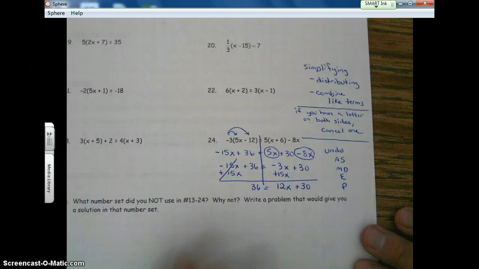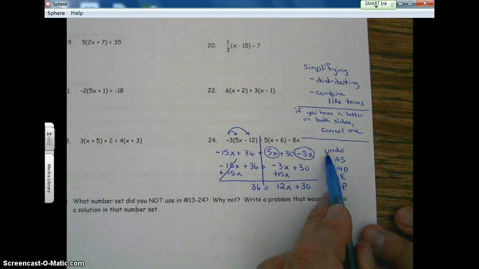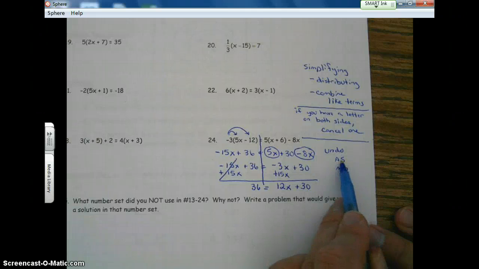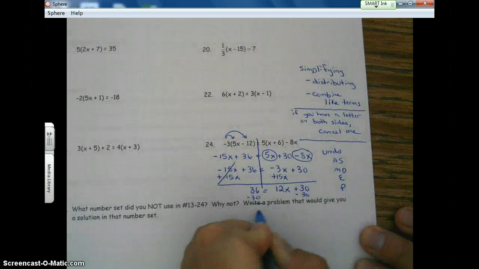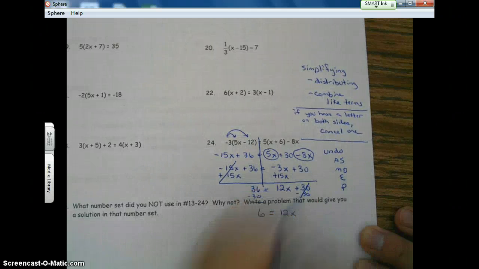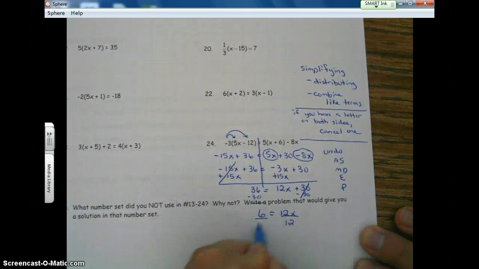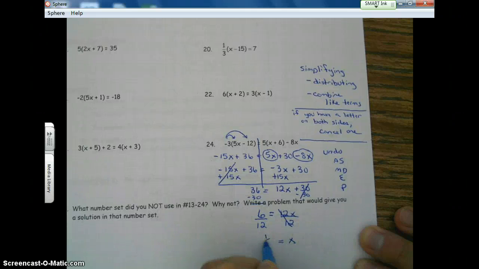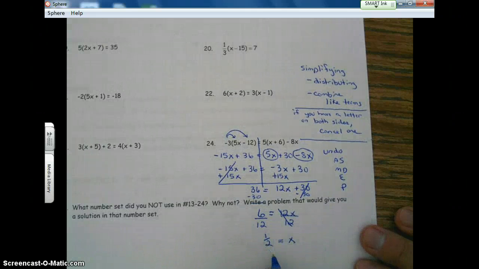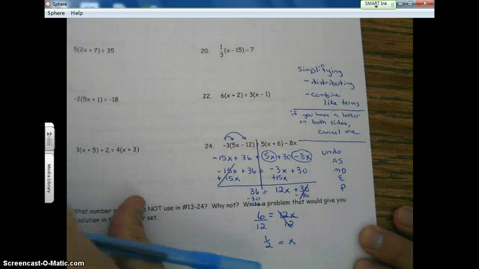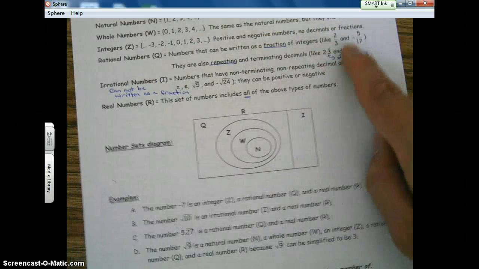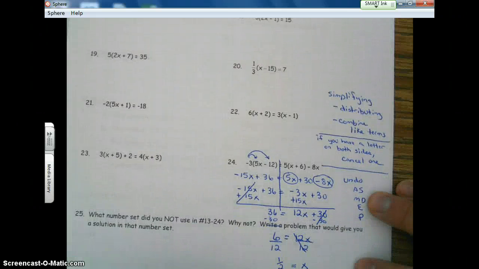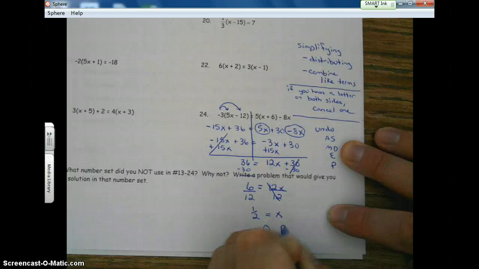Okay, so lastly, now we actually get to the solving point. But we're going to undo adding and subtracting first. So we have an add 30 here, so we're going to subtract 30 on both sides. So we get 6 equals 12x. Okay, then undo any multiplying and dividing. So we have multiplying here, so we're going to divide by 12. So we get x equals 1/2. And 1/2 is a rational number. So if you'll recall real quick, rational numbers can be written as a fraction, and that would be Q. And it's also a real number.